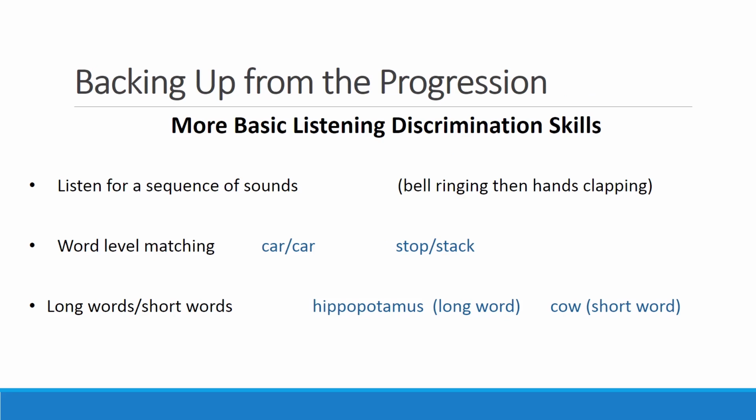sound discrimination skills. Some examples of more basic listening skills include listening for a sequence of sounds, such as ringing a bell and then clapping your hands, and having students tell the order they were heard. Another example is to say two words and have students identify if the words are the same or different. Finally, say a word and ask students to identify if the word is a long word or a short word.